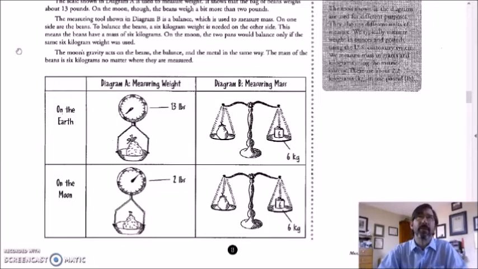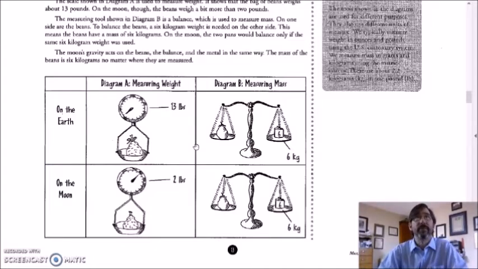The measuring tool shown in diagram B is different. It is a balance, which is used to measure mass. On one side are the beans. To balance the beans, a 6-kilogram weight is needed on the other side. This means the beans have a mass of 6 kilograms.